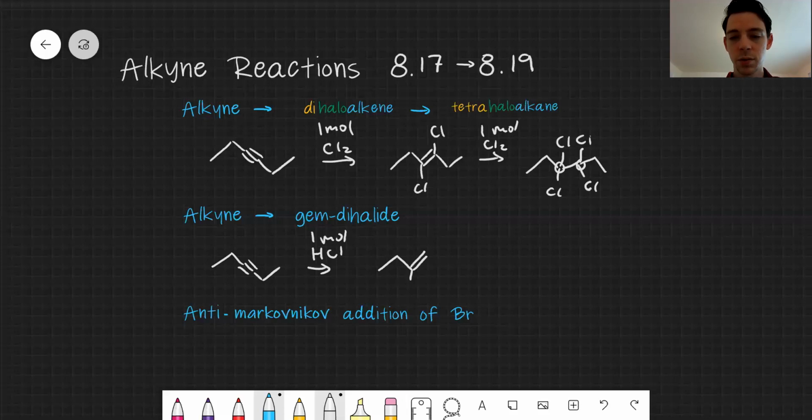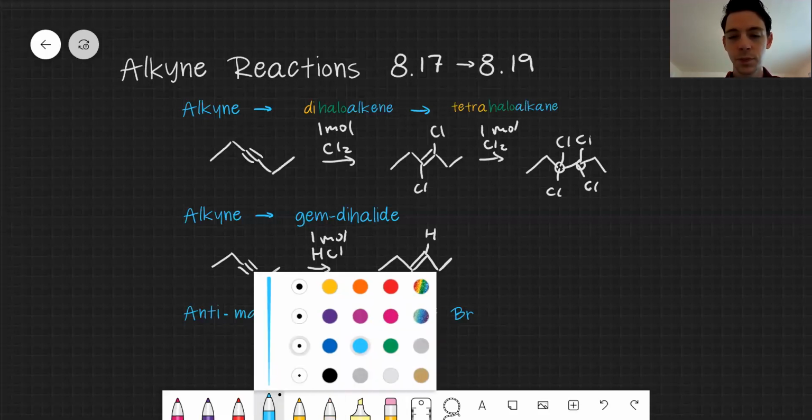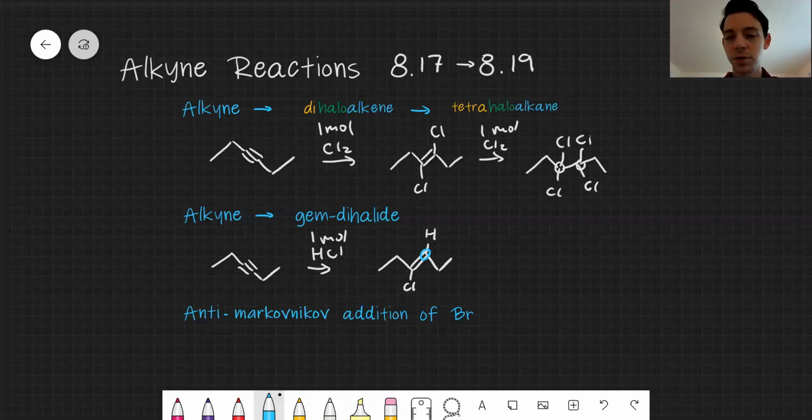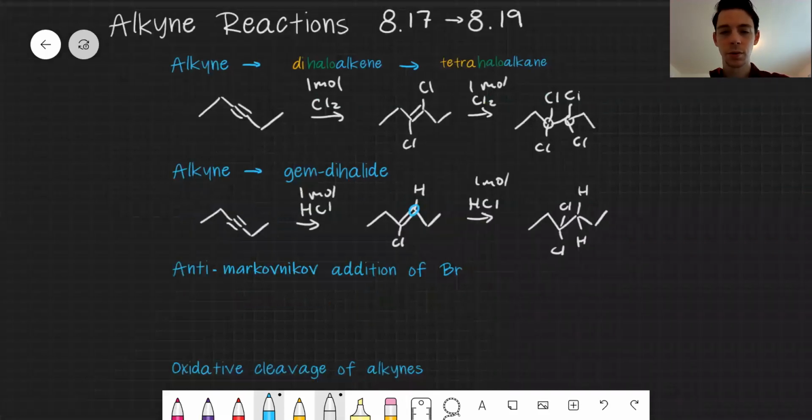So very similar, except in this case, one of those carbons gets hydrogen. If we remember Markovnikov's rule, now one of those 2 carbons is less substituted than the other. So when we add a second molar equivalent of HCl, that hydrogen will be added preferentially to the less substituted carbon. So this one's going to now have 2 hydrogens on it, and this one will have 2 chlorine. So this is called a gem dihalide.